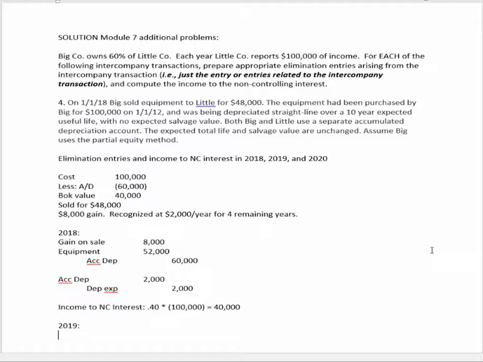Okay, 2019. We need to carry forward the remaining unrealized gain. Again, there was an $8,000 unrealized gain last year.